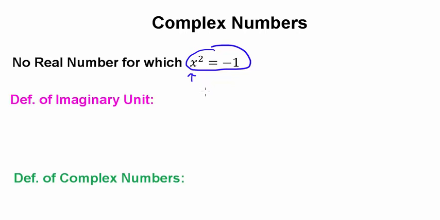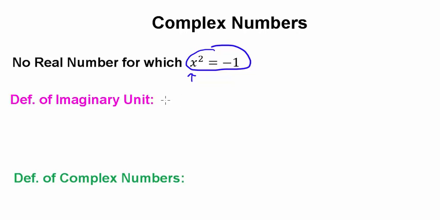It just can't happen, because any positive number squared is a positive number, and even any negative number squared is still a positive number. So this results in a whole other set of numbers that are not real, and we call those numbers imaginary, which then lead into complex numbers.